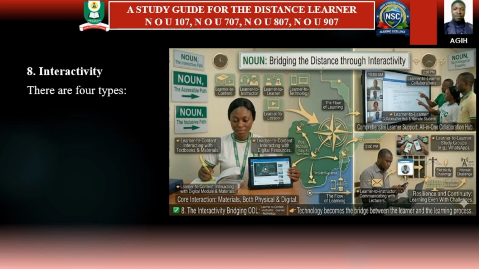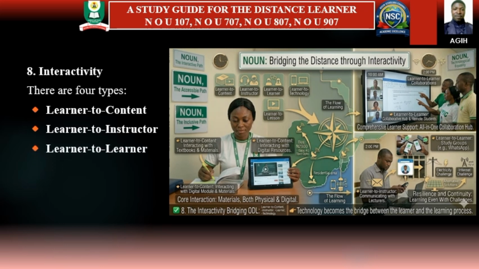The number 8 is interactivity. You might ask, if students and teachers are far apart, how do they interact? That is where interactivity comes in. There are 4 types. The first is learner to content. Student interacts with materials like textbooks and videos. The number 2 is learner to instructor. Students communicate with lecturers through emails or online platforms designed to support such interactions.